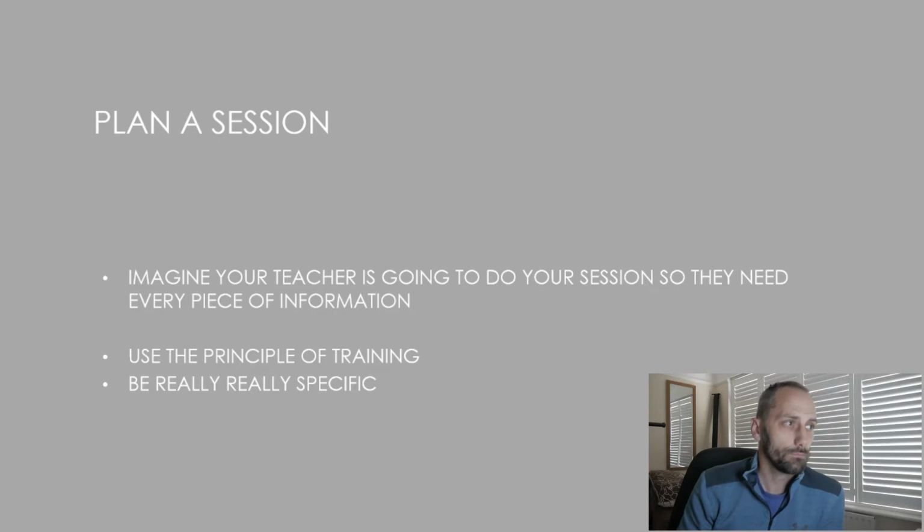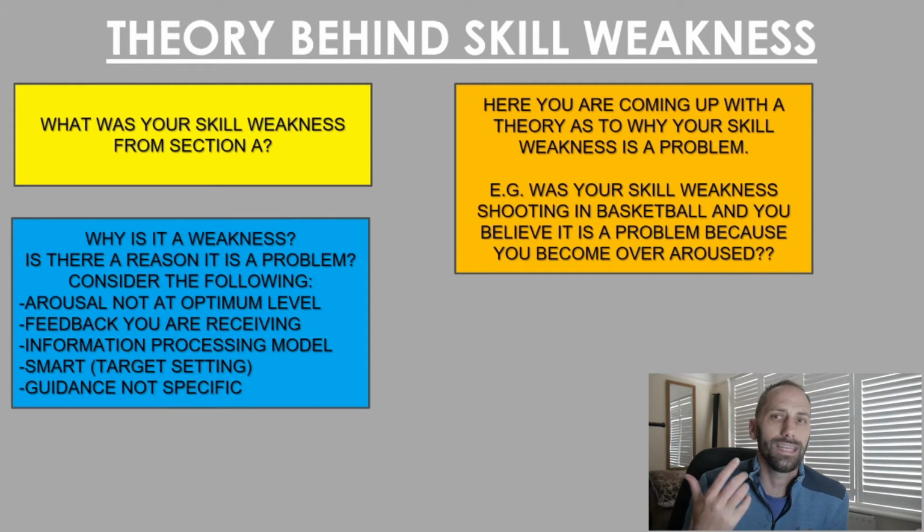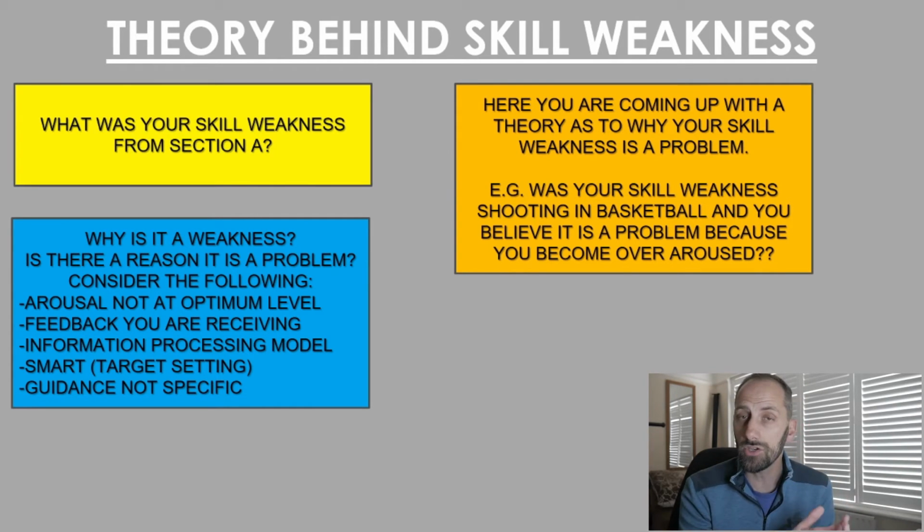We then go into the next section. The next section is that you're going to link some theory to the weaknesses from your skills. So if you said that your shooting in football was a weakness, or your layups in basketball, or your batting in cricket, whatever it was, this is where we start to look at section A to use some theory to plan how our theory is going to meet some of the issues that maybe you found.